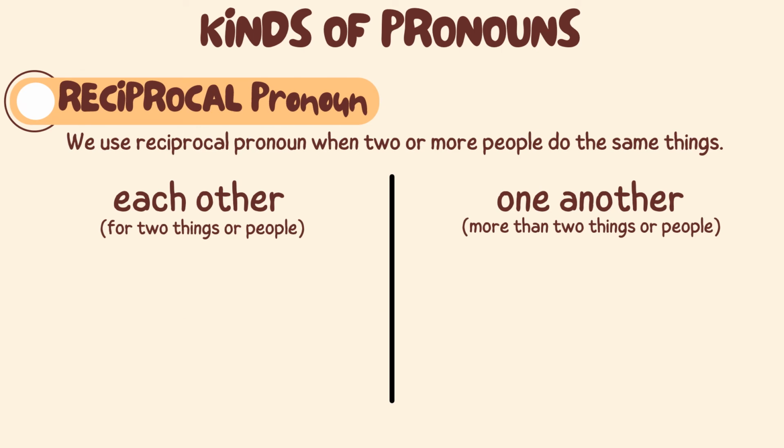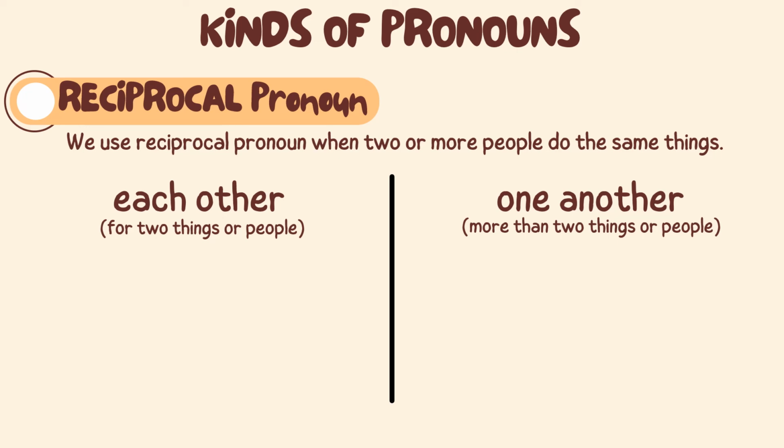The last kind of pronoun is called reciprocal pronoun. It indicates an exchange of action in accordance with what is suggested by the verb. We use reciprocal pronoun when two or more people do the same things. They express mutual actions or relationship. There are just two reciprocal pronouns in English. We have each other and one another.